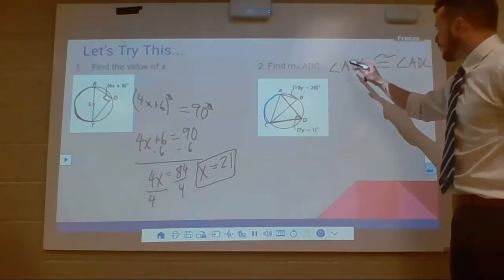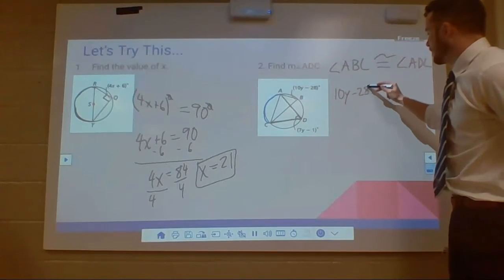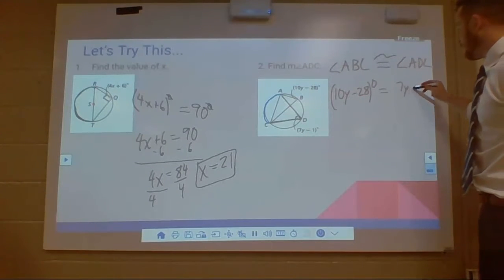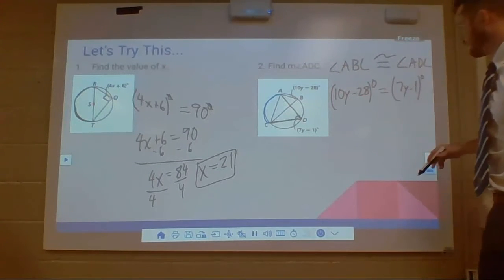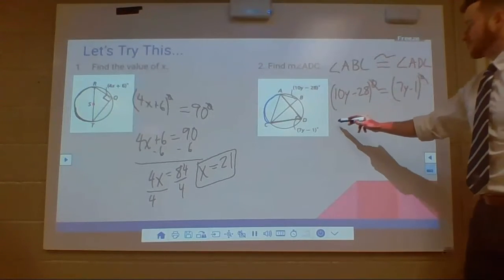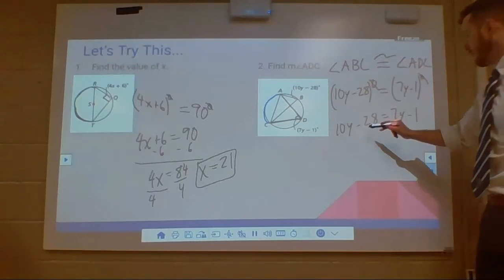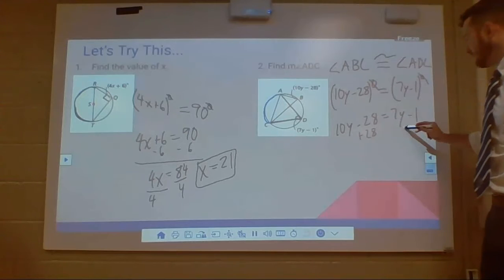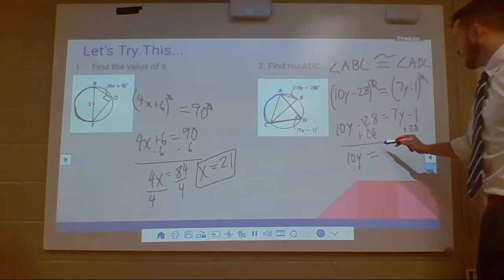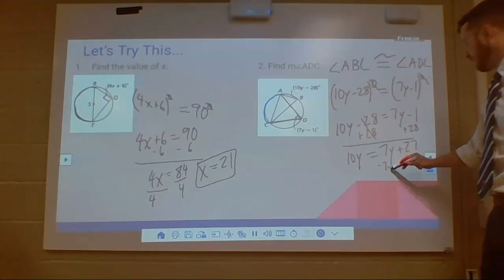So the measure of angle ABC is going to be 10y minus 28 degrees, and that's going to equal 7y minus 1 degrees. So again, we can just go ahead and eliminate our degree symbols, and we just get 10y minus 28 equals 7y minus 1. I'm going to add 28 on both sides, and we're going to get 10y equals 7y plus 27. Subtract 7y on both sides.